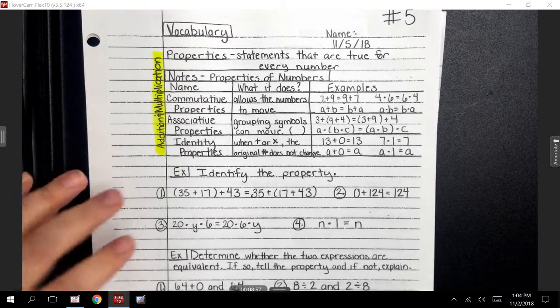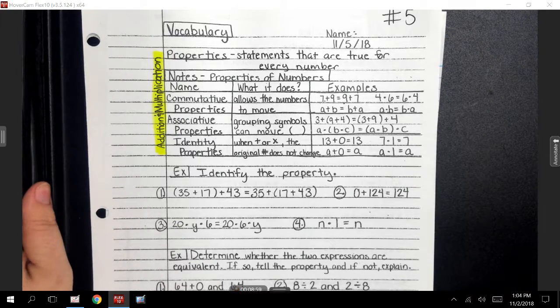All right? Why do you have the letters on the bottom of the numbers? Why do you have A plus B equals B plus A? Does the A always have to be 7?